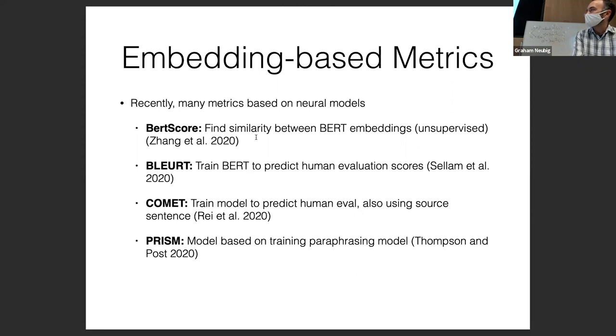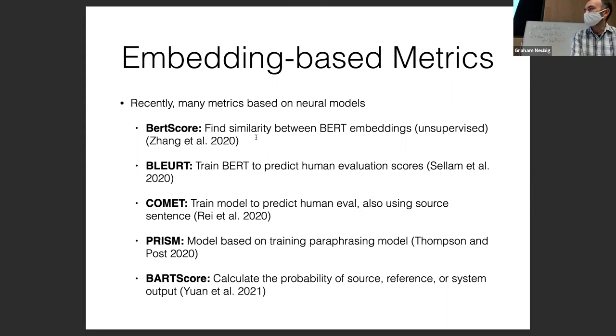There's also Prism, which is a model based on training a paraphrasing model. So it calculates a paraphrase probability between the reference and the system output. And also BART score. This is one of my papers, but it works quite well. It calculates the probability of the source or the reference or the system output given one of the others. So basically this can calculate the probability of the system output given the reference, or the reference given the system output, to try to match the reference and the system output, but it can also calculate the probability of the system output given the source. So it basically is kind of a second opinion about how well the source and the system output are matched.